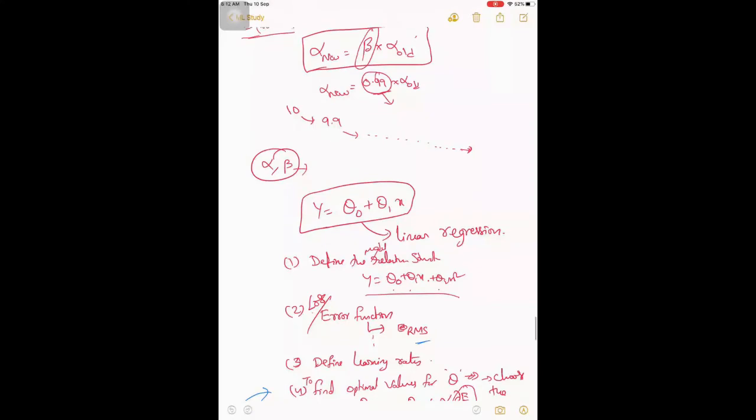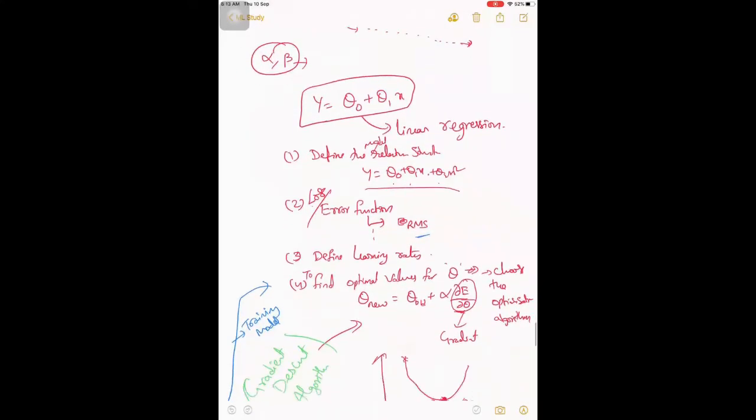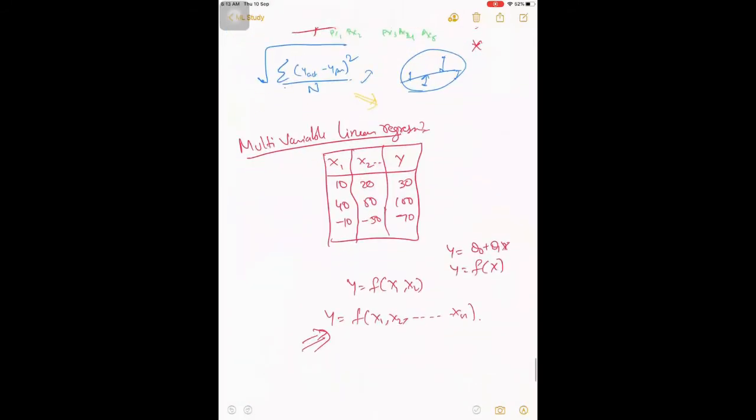We have seen single variable linear regression last time. So this time, as we discussed, we'll be talking about multivariable, in the sense we can have multiple variables x1, x2, x3, and so on.